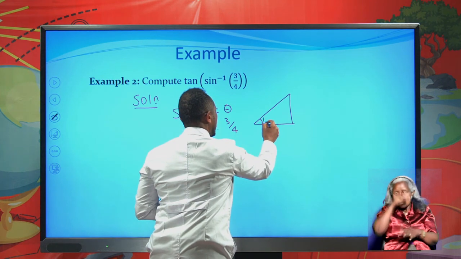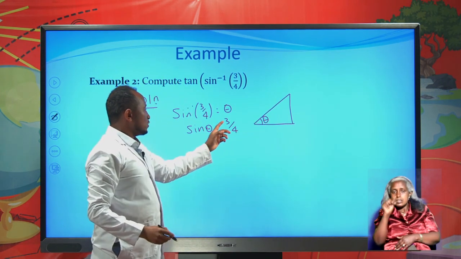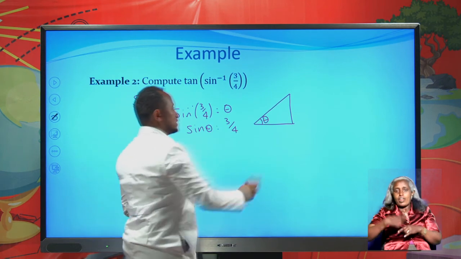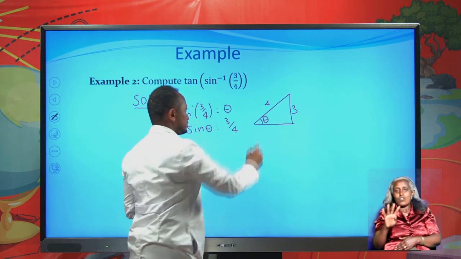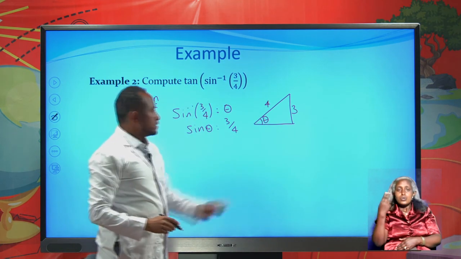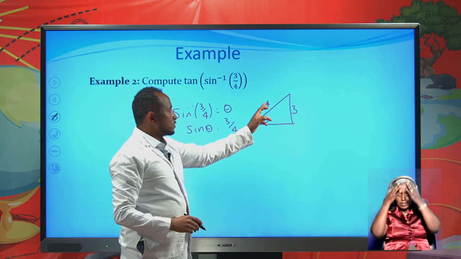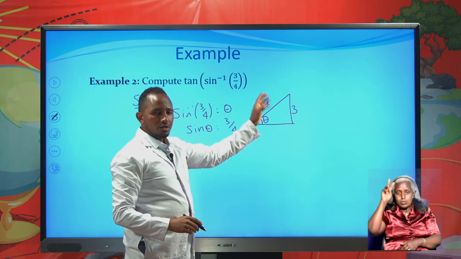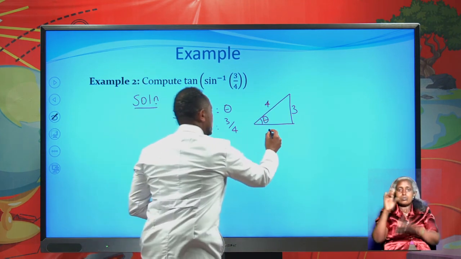assume this is theta. Sine theta means it is opposite over hypotenuse. The opposite side here is this 3, the hypotenuse is 4. Using Pythagoras theorem, you can determine this one. So it is 4 squared minus 3 squared, 16 minus 9, it is 7. This you will have this one, square root of 7.